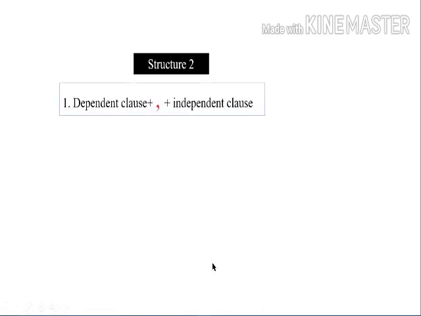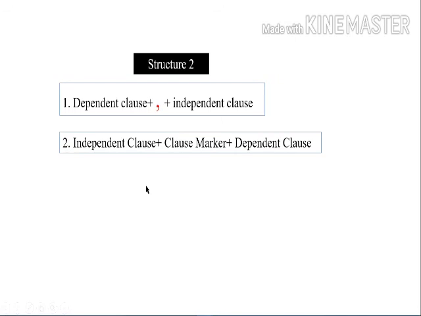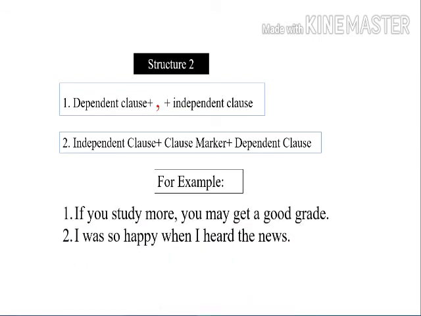So look at structure two: dependent clause, put a comma, then independent clause. Another one is independent clause, clause marker, no need to put any comma, and then dependent clause. For example, if you study more, you may get a good grade. So if you study more is a dependent clause, and I need to put a comma, then I have used another clause, that is an independent clause: you may get a good grade.